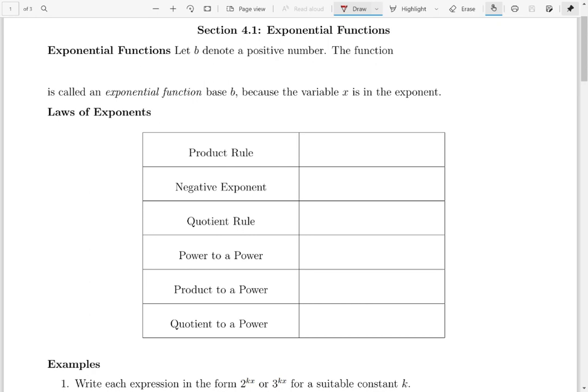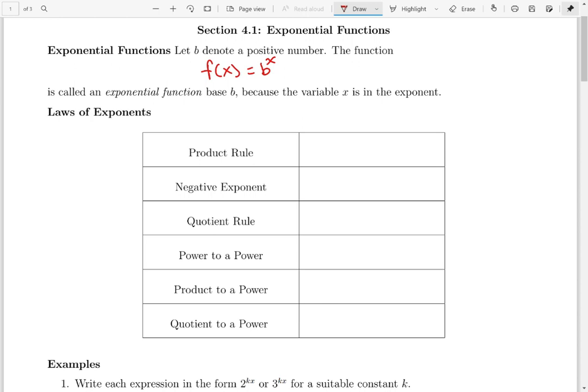Section 4.1, Exponential Functions. So let's let b denote a positive number. And so if b is a positive real number, then a function f of x being equal to a positive real number b raised to some x value is called an exponential function with base b. Now specifically that's because the variable x is the exponent on any positive real number b.